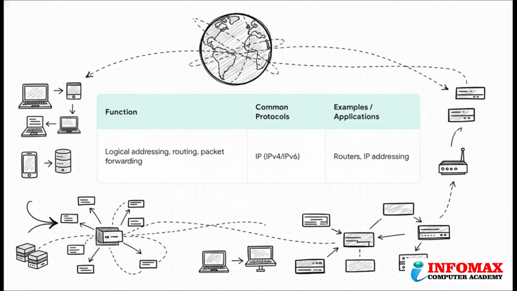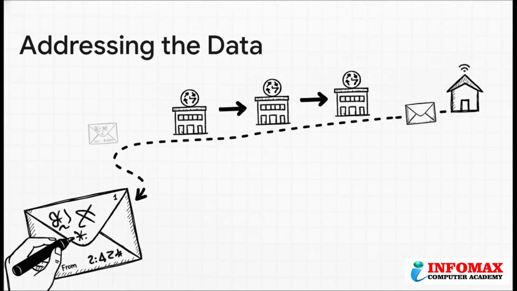This layer, right here, is really the heart of the internet part of TCP/IP. It's all about logical addressing and routing. And the main protocol is IP, the Internet Protocol, which gives a unique IP address to every single device on the network. This is what allows routers to figure out the best possible path for your data to travel across the entire globe. Back to our analogy, this is the part where we write the full to and from addresses on each one of those little envelopes.